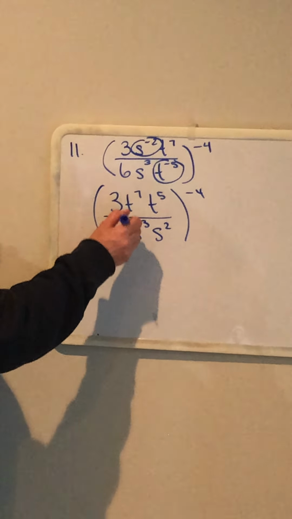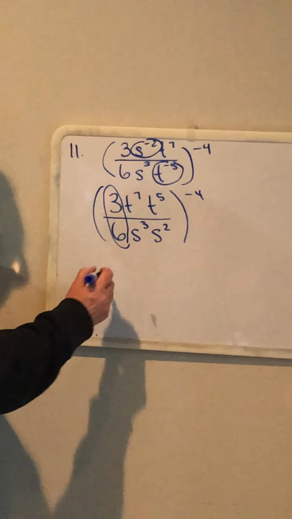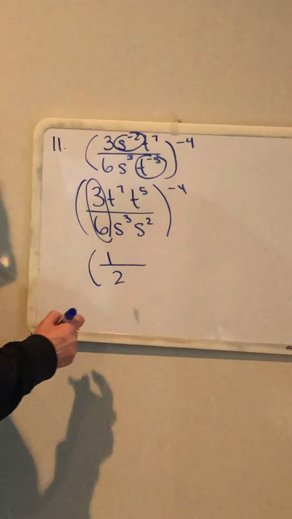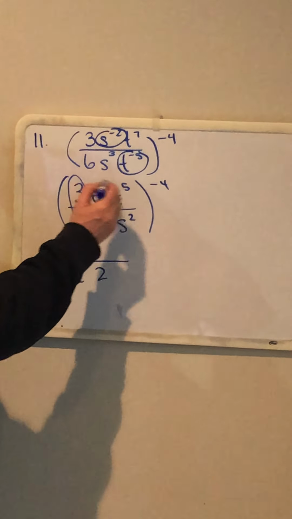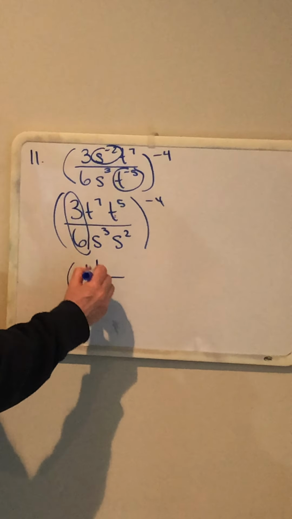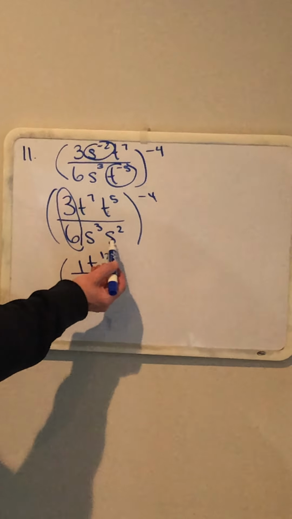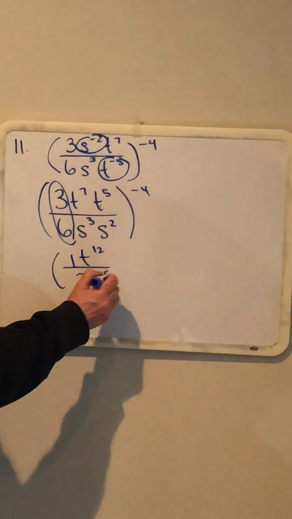Now, 3 over 6 are normal coefficients. They just reduce to 1/2. So now you've got 1 over 2. Multiplying t's means you add the powers. So you have t to the 12th. Multiplying s's, again you add the powers. So you have s to the 5th.